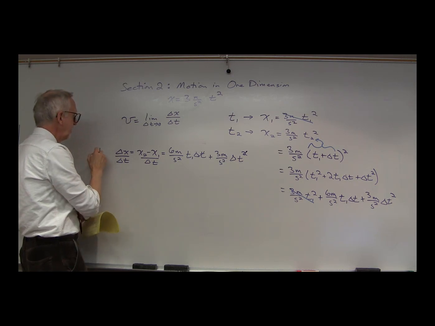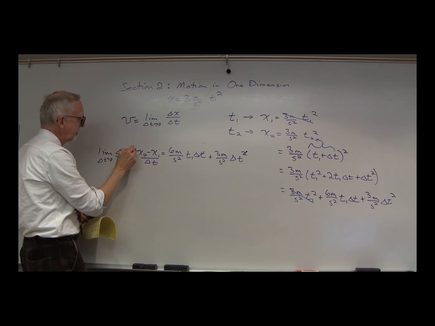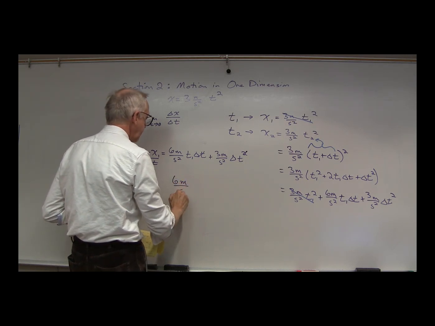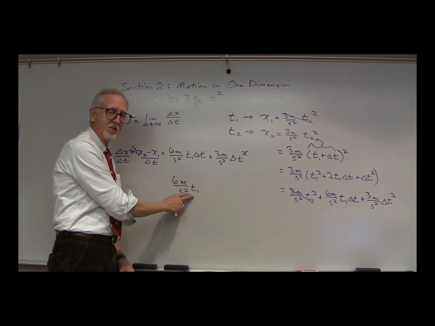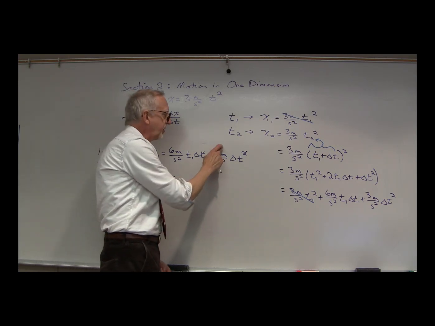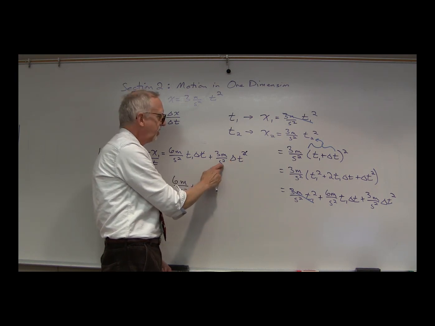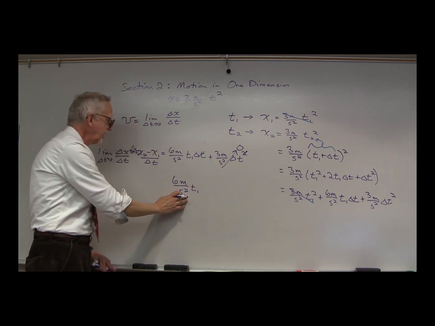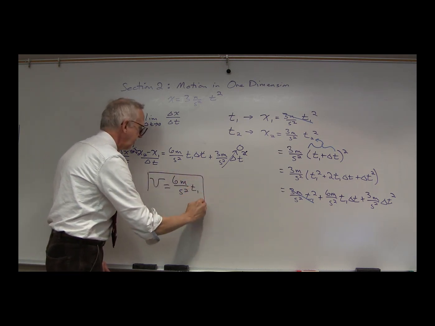So what do we have? The limit as delta t goes to 0, we'll put in here the limit as delta t goes to 0. Well, what do we have here? We've got 6 meters per second squared t1. This term doesn't depend on delta t. So as delta t goes to 0, that term's not going to do anything. All it depends on is t1. Whereas here, we've got 3 meters per second squared times delta t. As delta t goes to 0, this product is going to go to 0. So all we have left is this here, and that then must be equal to the instantaneous velocity.